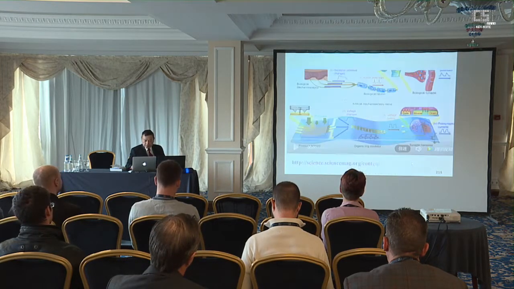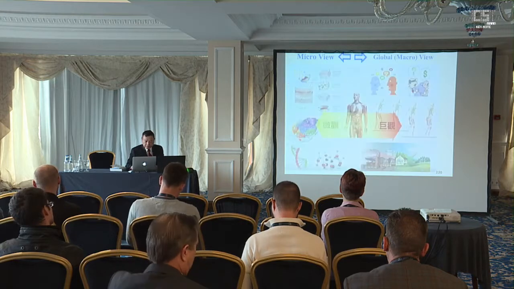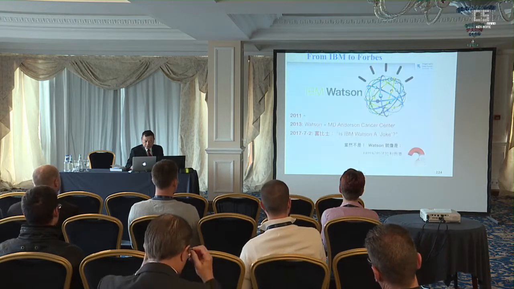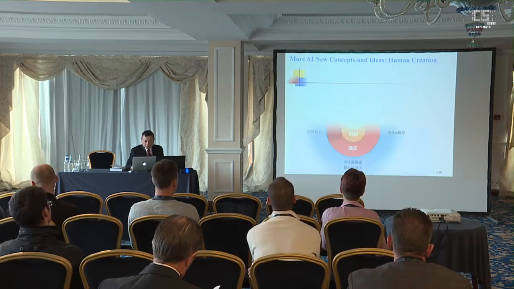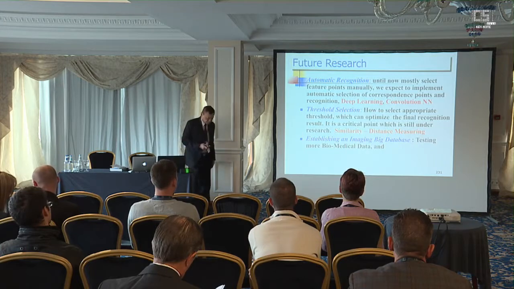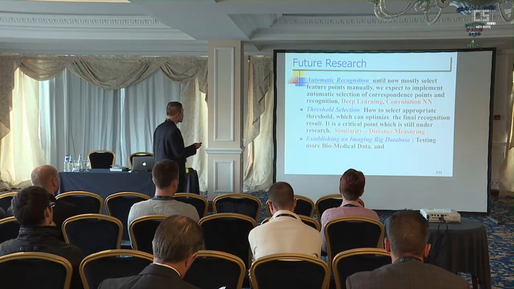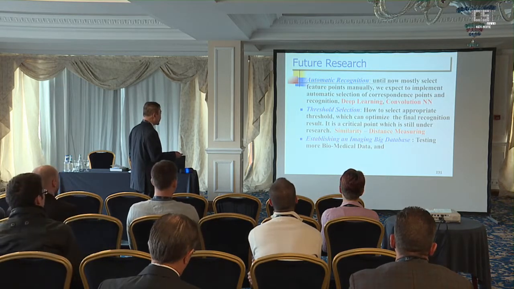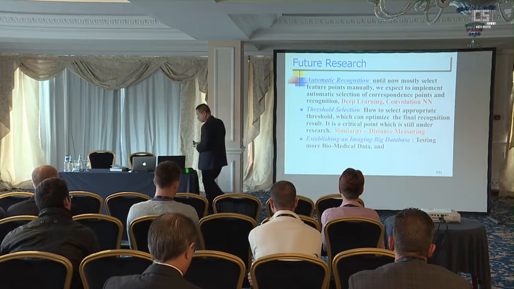Okay, let me see. There are a lot of things. Let me just conclude the talk with the following. In other words, for the future, there are three major things which will be considered. First is automatic recognition, totally just as a human being. Second, thresholding is important. And also establishing an image database, a big database, is the main concern in recent years, and also in the future.